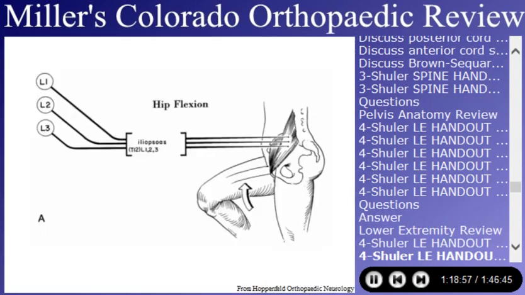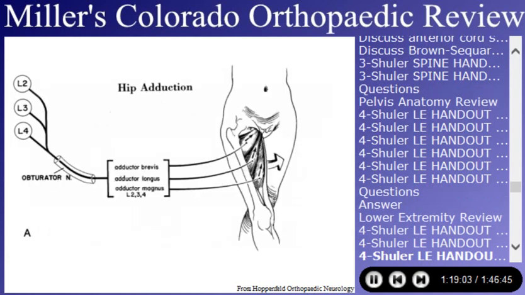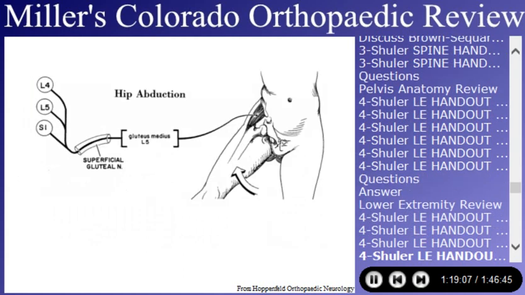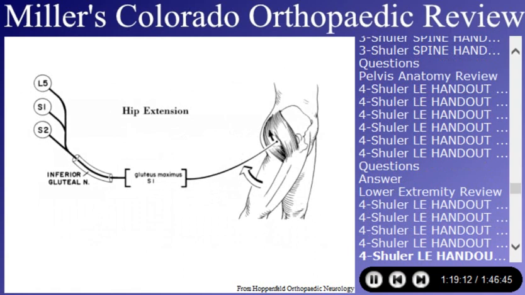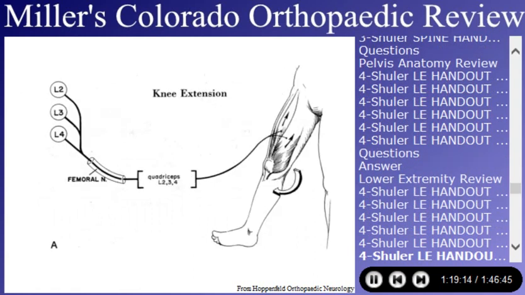Once again, diagram from Hoppenfeld Neurology: hip flexion, iliopsoas; hip adduction, obturator nerve; hip abduction, superior gluteal nerve, gluteus medius; hip extension, gluteus maximus and the inferior gluteal nerve; knee extension, quadriceps, the femoral nerve. Don't forget the branch of the femoral nerve goes down to supply the saphenous sensation on the medial side.